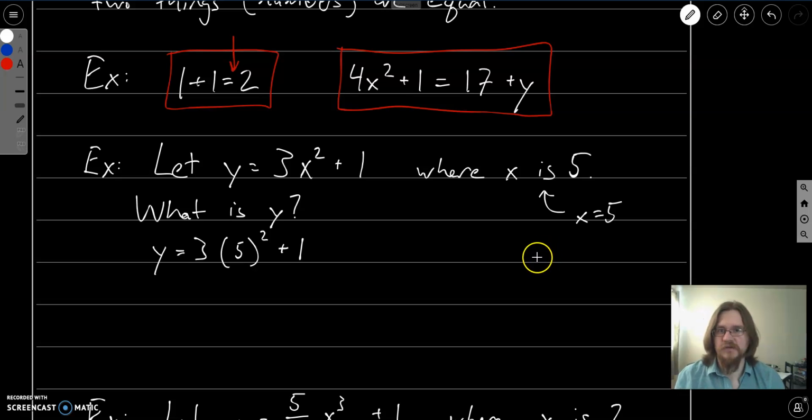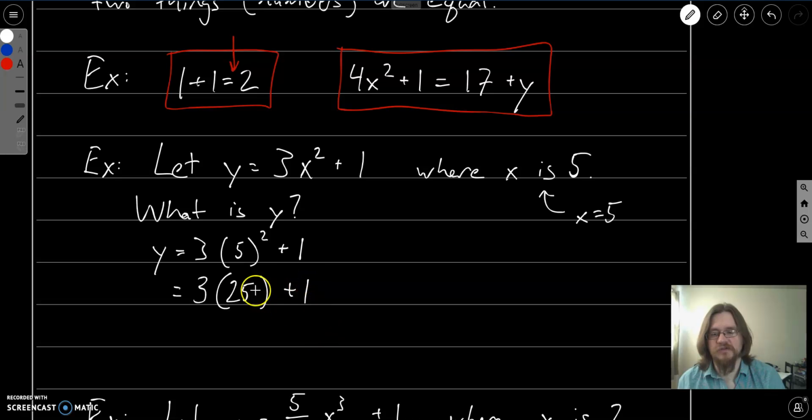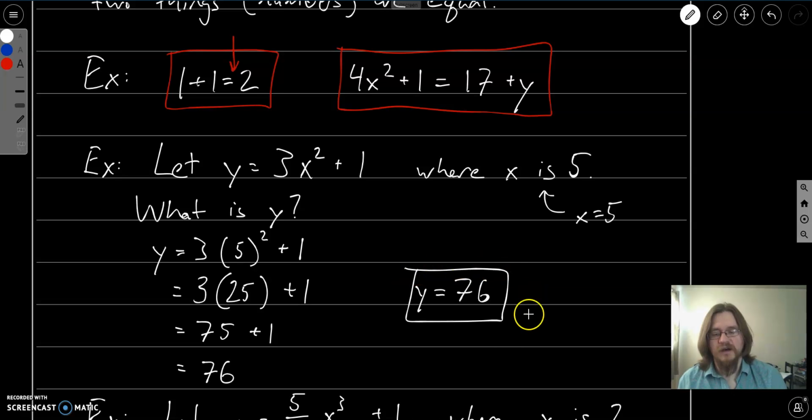As I do this, I have to do this in a particular order. So here I will take the 5 squared first, because it's 3 times x squared. So 5 squared happens to be 25. And I can't forget the plus 1. And if I have 3 25s, well, that's 75. And then I will add 1 at the end to get 76. So my final answer is that y is equal to 76.